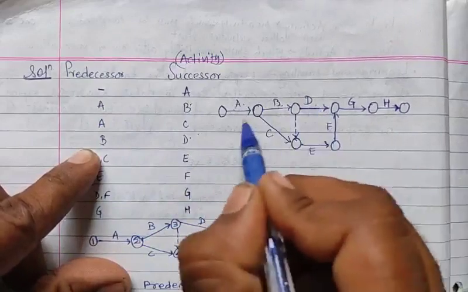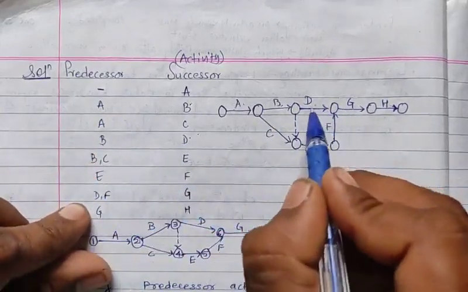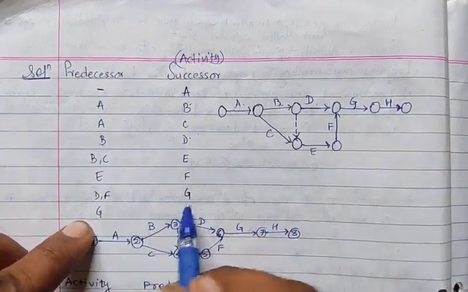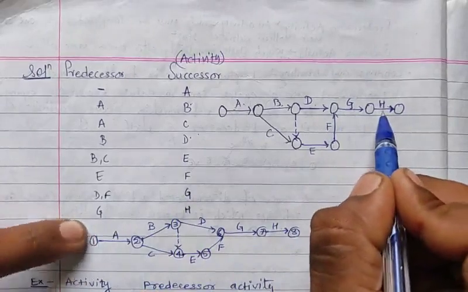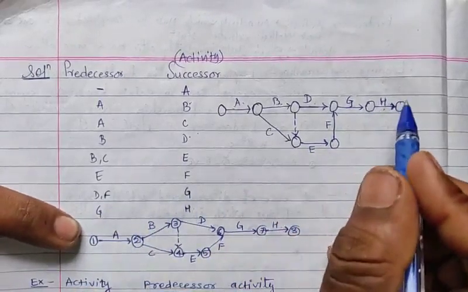B goes to D. Next, let's see D. D goes to G, right? Next, G goes to H. So G goes to H, and H is the last point. So okay, we stop here.